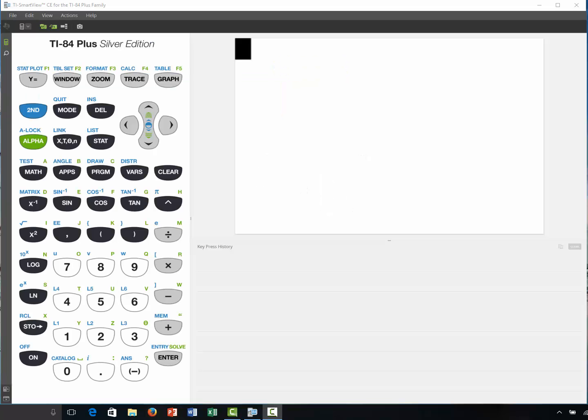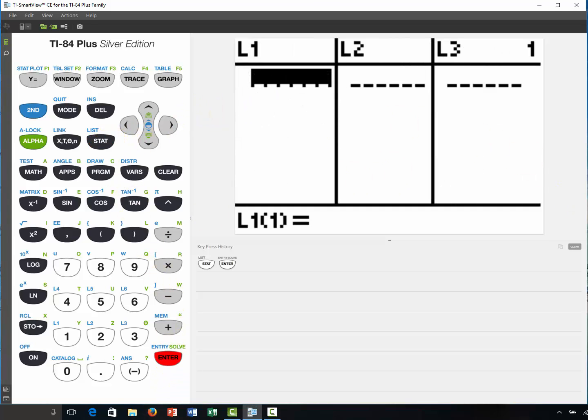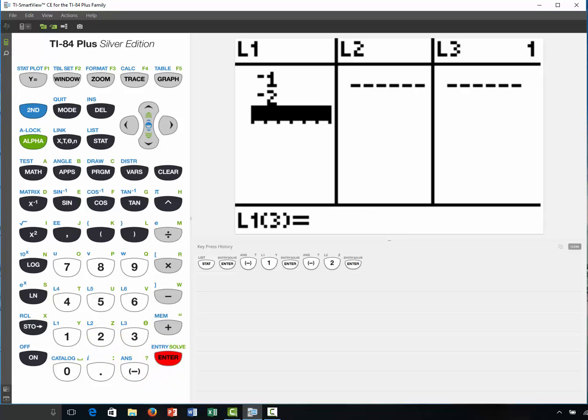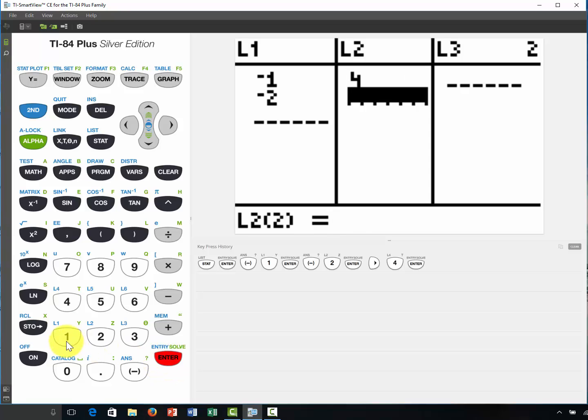To find the equation of the exponential function using the graphing calculator, again we go to Stat, enter for edit. We type in our x coordinates in list 1. So the first one was negative 1. The second x coordinate was negative 2. Scoot over to list 2 and put our y coordinates, 4 for the first one, 16 for the second.